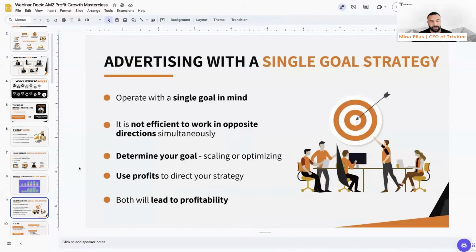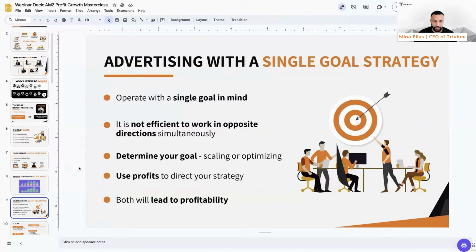So, advertising with a single goal. Let's get into advertising. I see a lot of people running ads in different directions. So they're increasing spend and decreasing spend at the same time. What they're doing is launching campaigns and optimizing bids. And so when that happens, the problem is you're taking actions in different directions. If you're looking to scale, you want to take actions in one direction only.